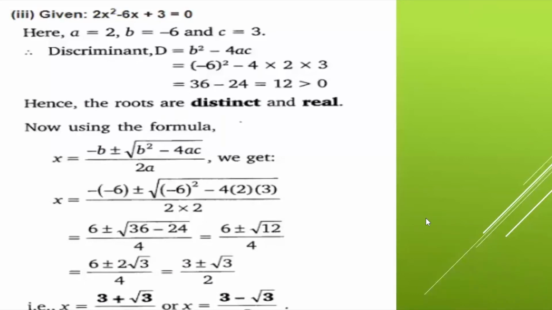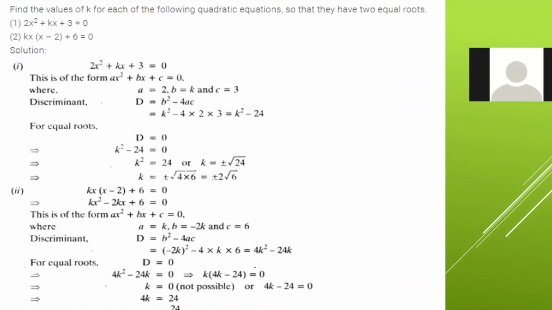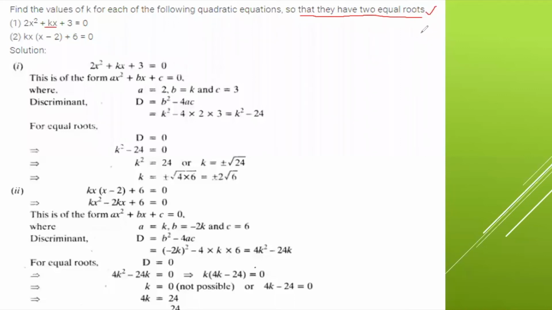Karun, Farhan, Darmin, Ubed. Find the values of k for each of the following quadratic equations so that they have two equal roots. So children, please stop writing. This is important for 2 marks questions, like objectives and 2 marks questions. So there is a k in the quadratic equation. They are saying that they have equal roots. Equal roots means what is the condition?